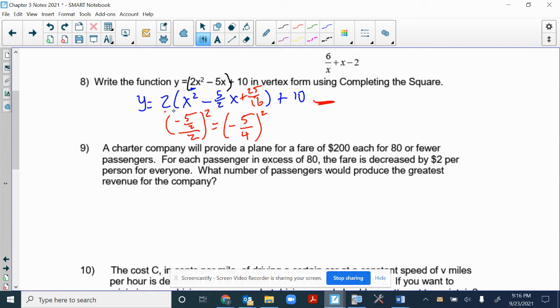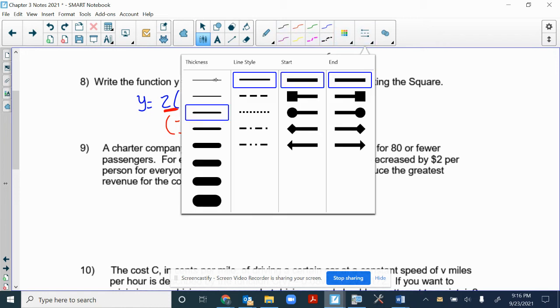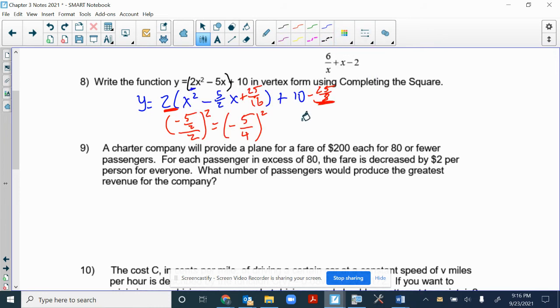So now I have to subtract that over here, but I don't just subtract the 25 over 16 because of the 2. I'm subtracting 2 times 25 over 16, which means I will be subtracting 25 over 8. Okay. So now we get to the completing the square part.